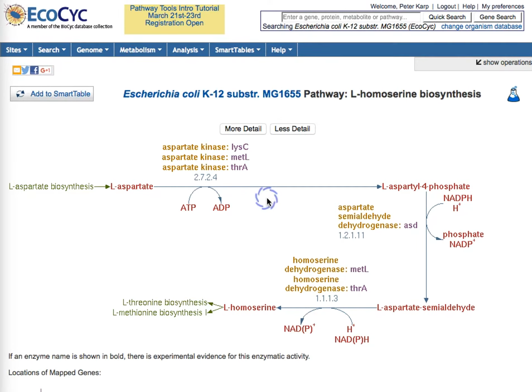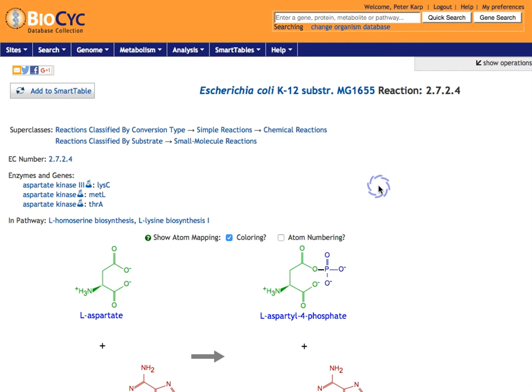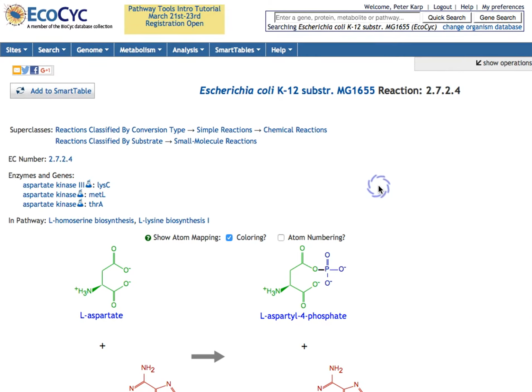BioCyc reaction pages provide detailed information about one biochemical transformation. One way to get to a reaction page is by clicking on a reaction arrow within a pathway page. In this case, the E. coli homoserine biosynthesis pathway. Moving down the page, we have the title for the reaction, which will be its EC number if one is assigned.